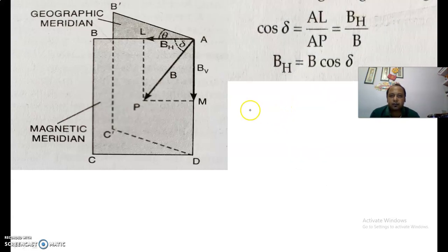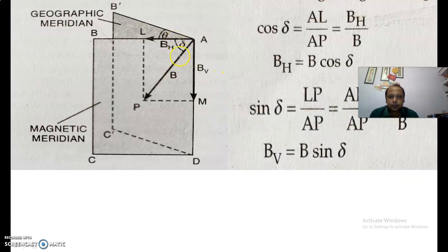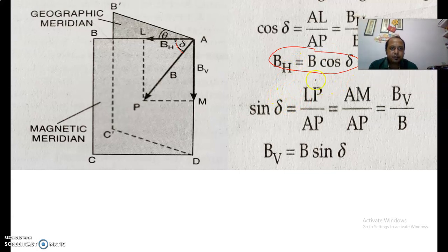See, cos del. This is del here, the angle between the magnetic field B and BH. So cos of del naturally will be given by BH by B. So BH is given by B cos del. Similarly, for sin del, we can write BV, the vertical component, will be given by B sin del. I think this is very clear to you. There should not be any confusion.